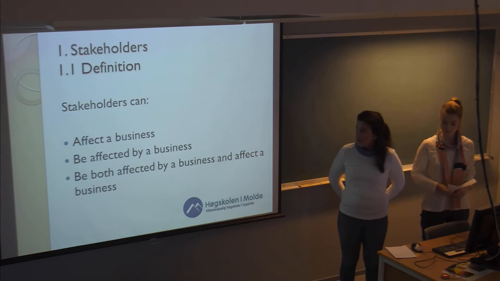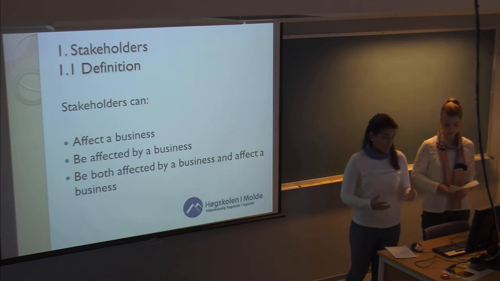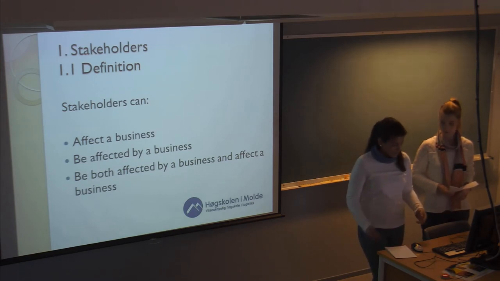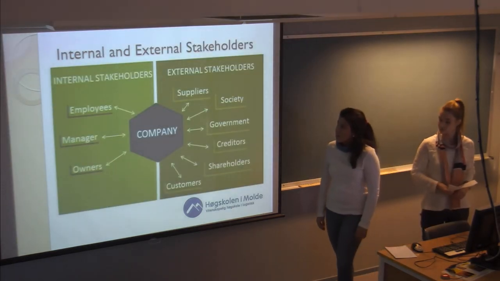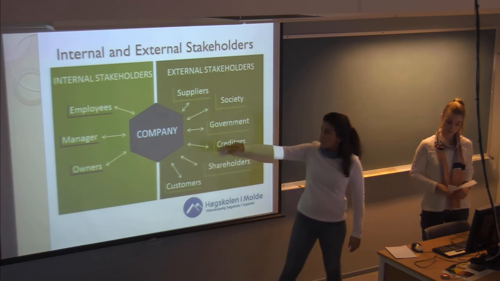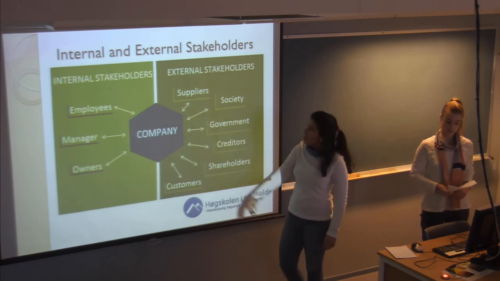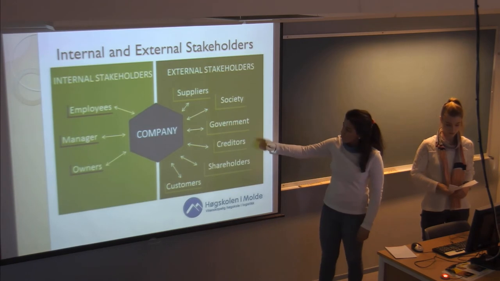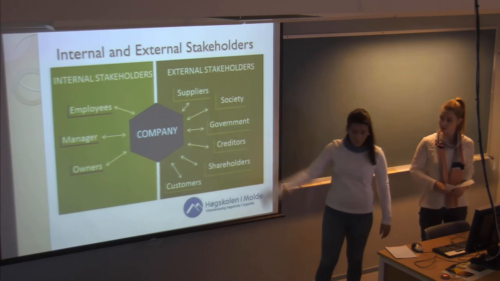Stakeholders can affect a business, can be affected by a business, and can also affect and be affected at the same time. So they are really important for a business in general. In these pictures, we have the internal and external stakeholders. The employees, the managers, and the owners are the internal stakeholders of a company, and the suppliers, society, government, creditors, shareholders, and customers are the external stakeholders of a company.